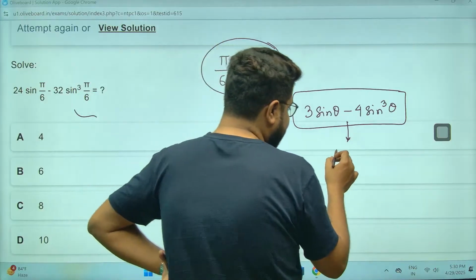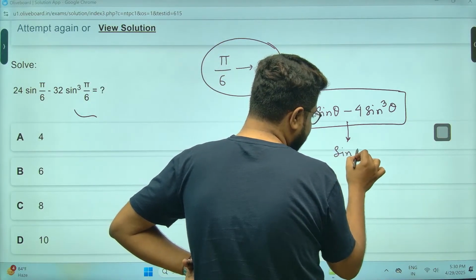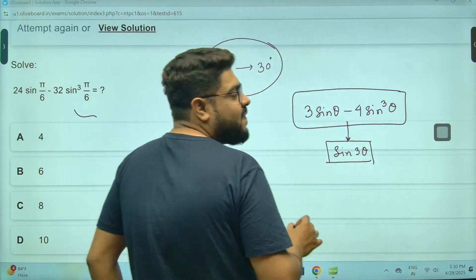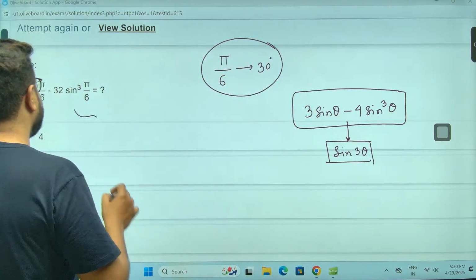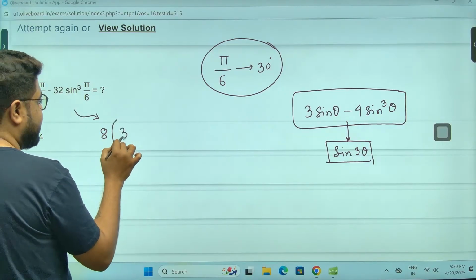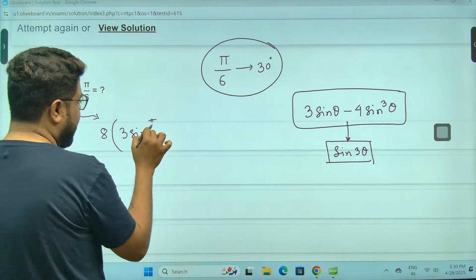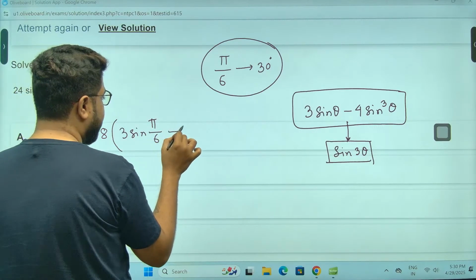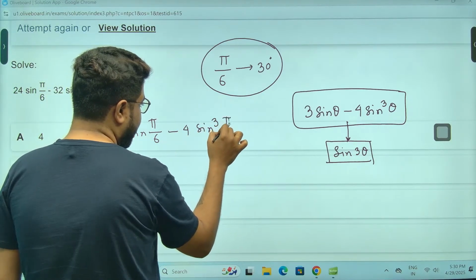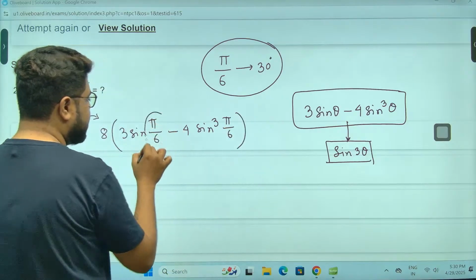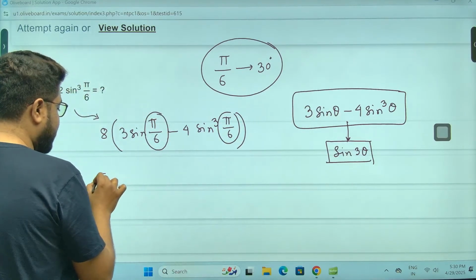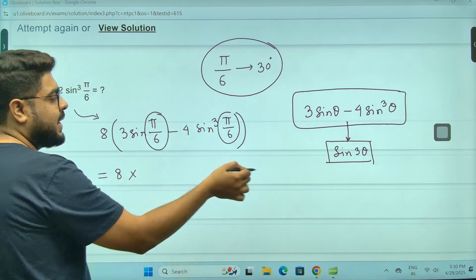Sir, if you have learned the advanced trigonometry formulas, you will see, sir, this is sine 3 theta. You can take a simple 8 common: 3 sine pi by 6, that is 30 degrees, minus 4 sine cube pi by 6. That is 3 sine theta minus 4 sine cube theta. Can you guys see? This is the sine 3 theta formula.